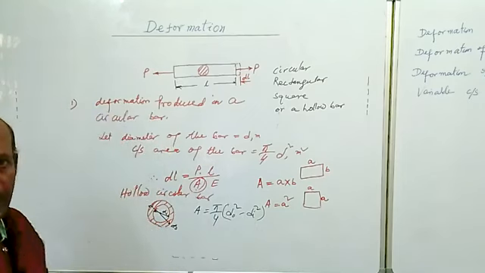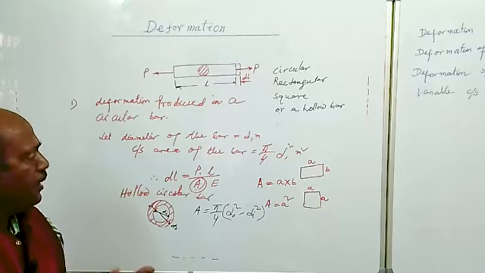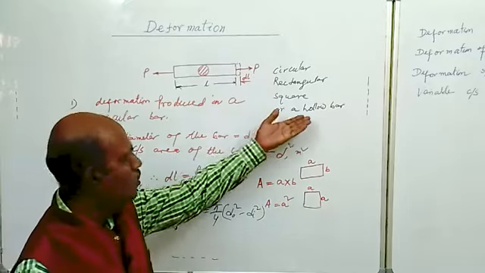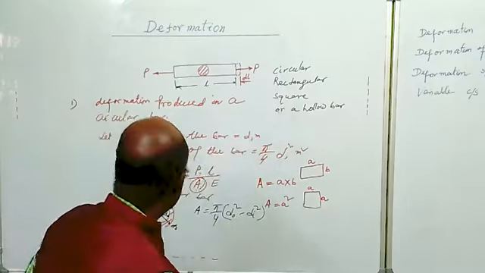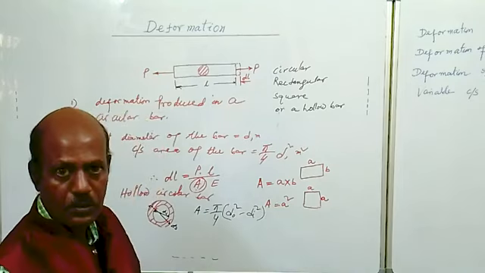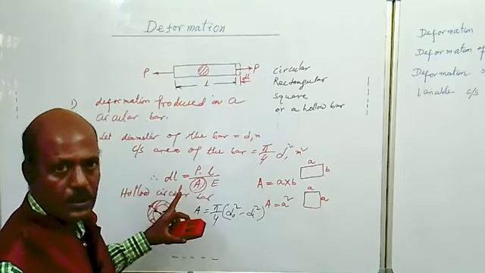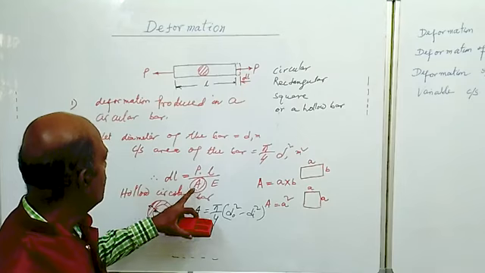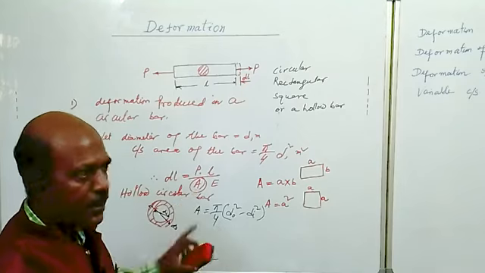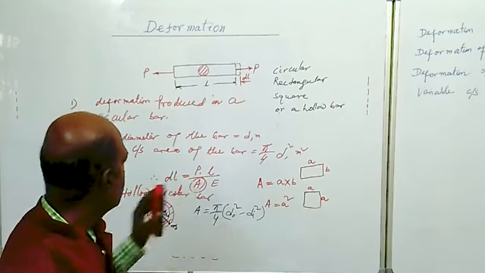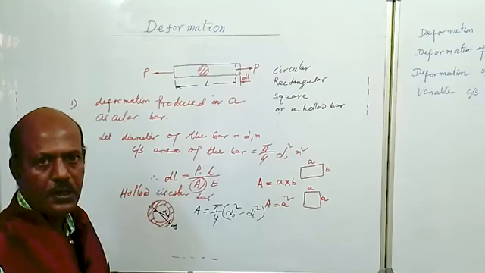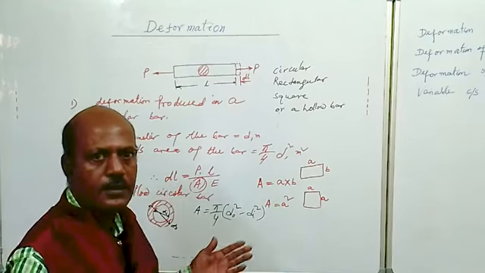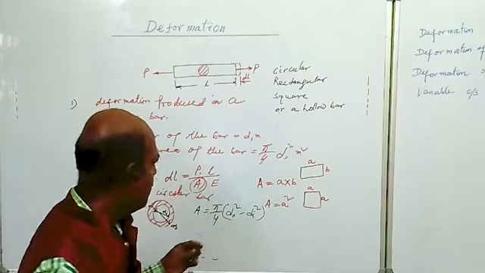In a similar way, we can find the area of any hollow cross section. Whatever the cross section may be, we have to calculate the cross sectional area and replace capital A with that cross sectional area. Then we can easily find out the deformation produced in the bar.